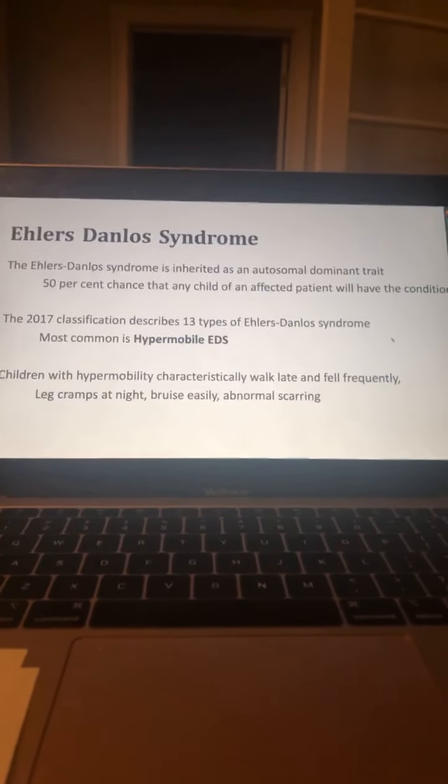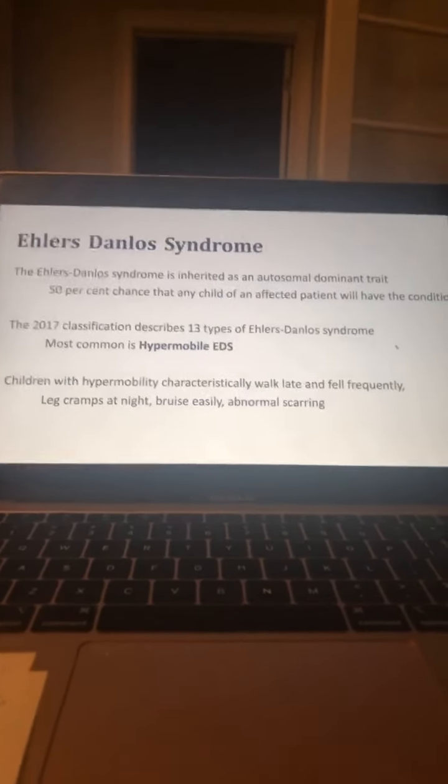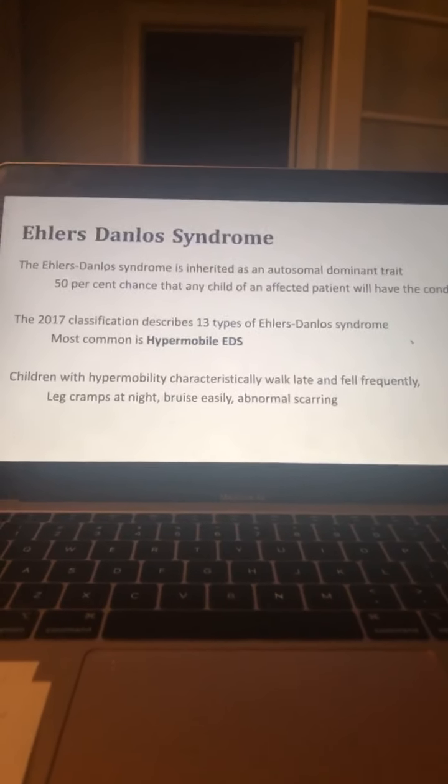Now, if you look at the classification of EDS, we do not go into all of these, but there are 13 types of EDS. The most common is hypermobile EDS.